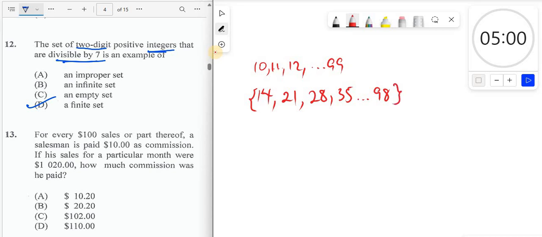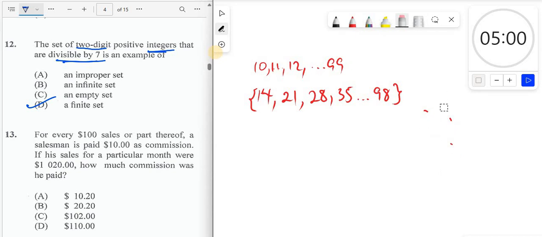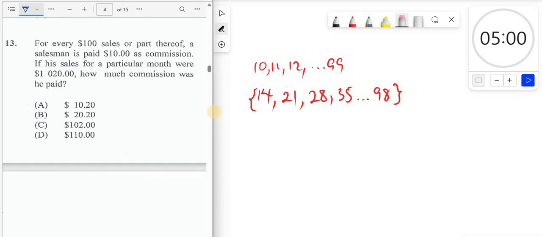So if you divide 98 by 7, 7 goes into 9 once, remainder 2, and 7 goes into 28 4 times. So that's actually 14. So 7 goes into 98 14 times. So yes, 98 can actually enter that set. Okay, so basically guys, that's it for that number. I elaborated a bit so you can understand. Let's go down to number 13 now.